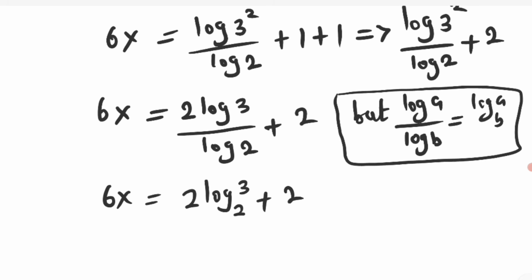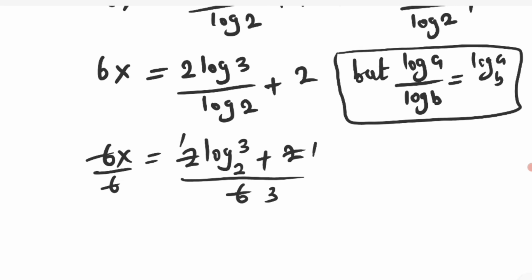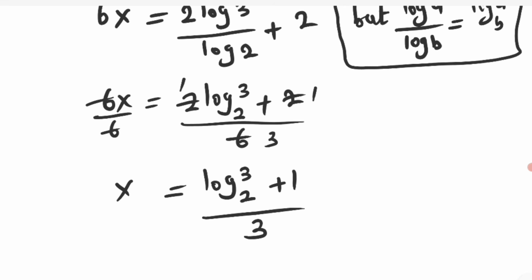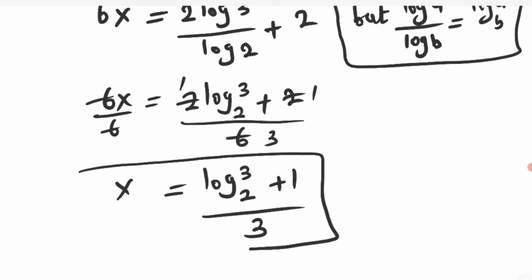Now let's divide both sides of this equation by 6 because we are looking for the value of x. This divided by 6, this cancels this 6. Then 2 here 1, 2 here 1, and then 2 here 3. We have x is equal to log 3 base 2 plus 1 over 3. And this is the final answer.